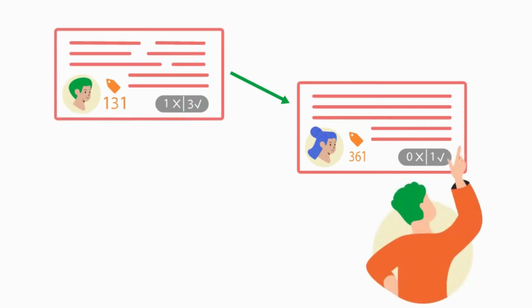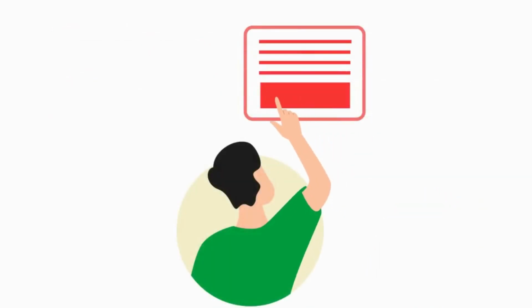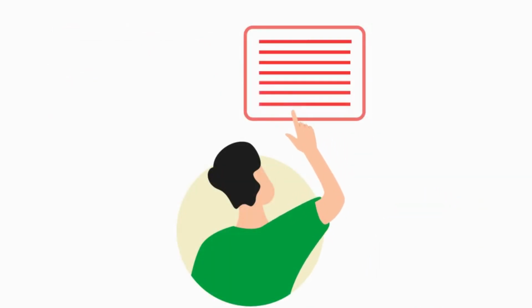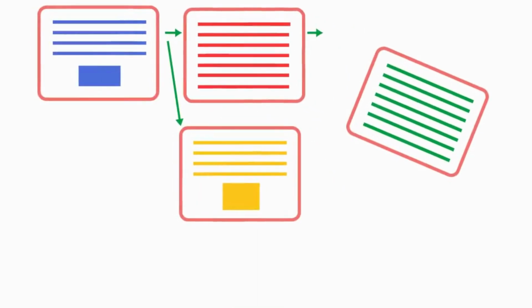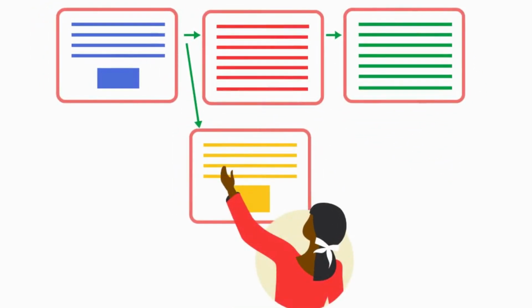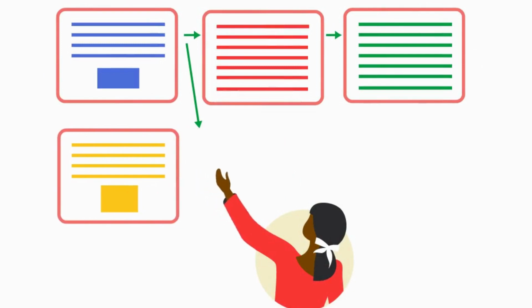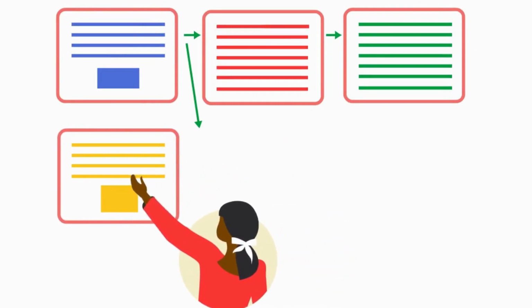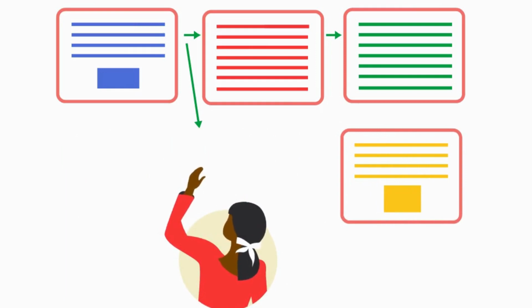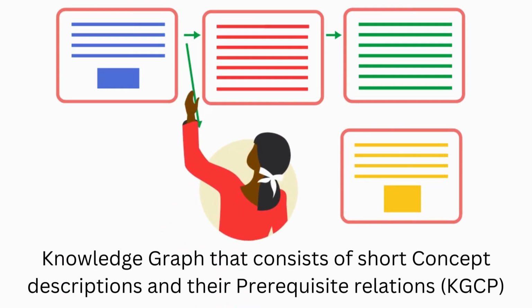Once an objective is achieved, students can delve into more advanced topics, furthering their zone of proximal development. This collective generation of learning pathways under the guidance of instructors equips students with optimized mechanisms for understanding each concept. We call this a knowledge graph that consists of short concept descriptions and their prerequisite relations, a KGCP.